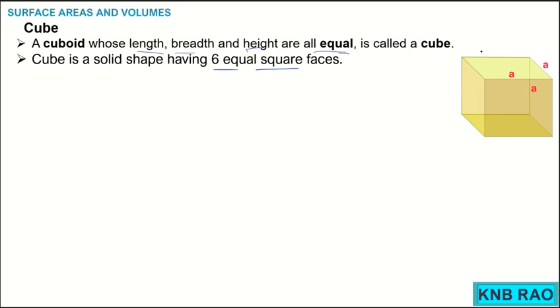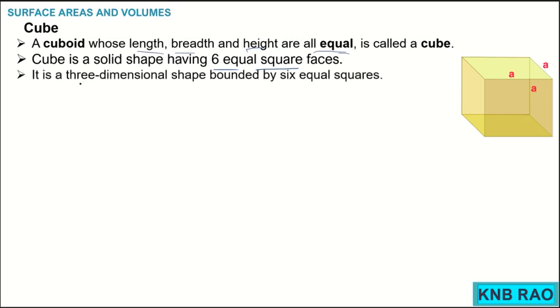For example, in this cube, length, breadth and height are equal to the measure A units. So, all 6 surfaces of that cube will become square faces. That is why it is a solid shape made up of 6 equal square faces. It is a 3-dimensional shape bounded by 6 equal square surfaces. We have already mentioned that.